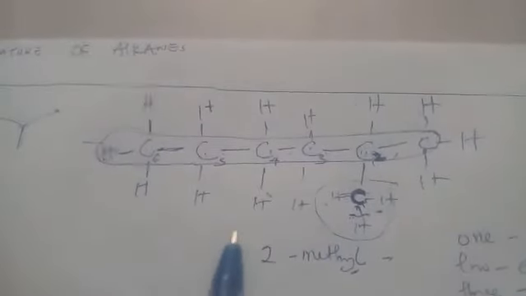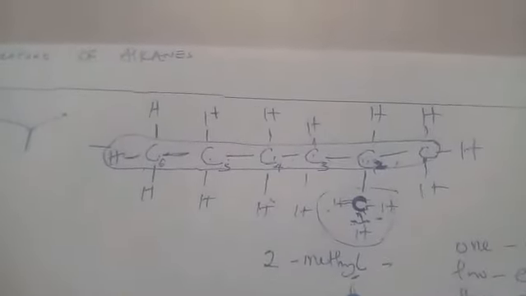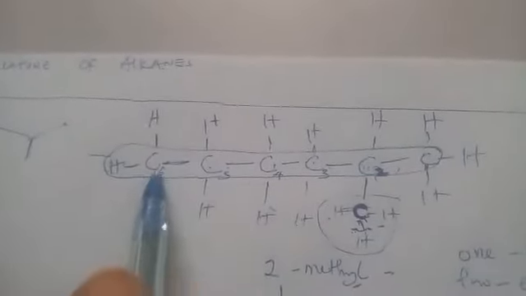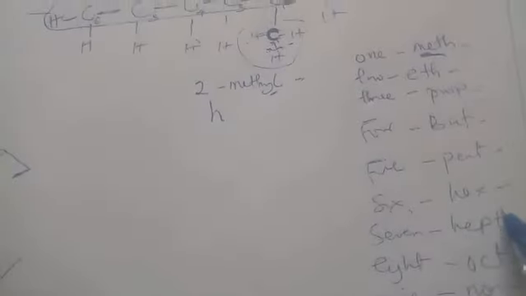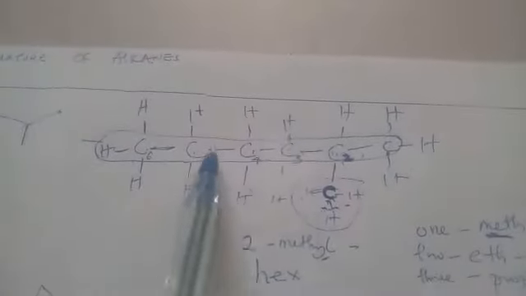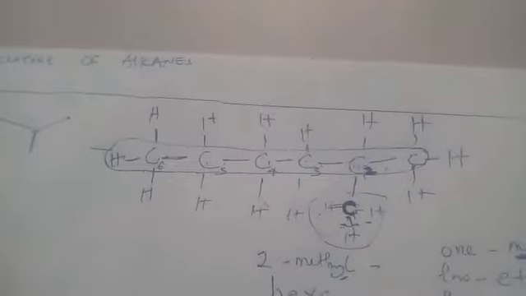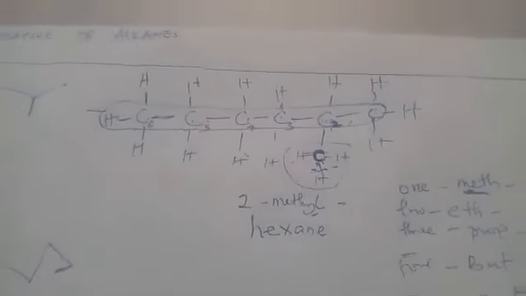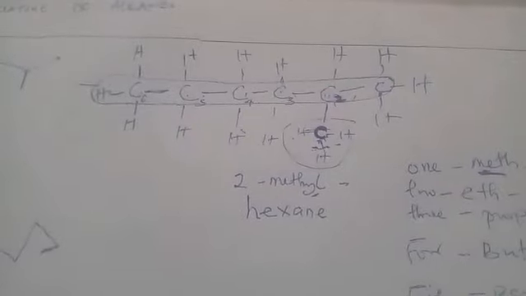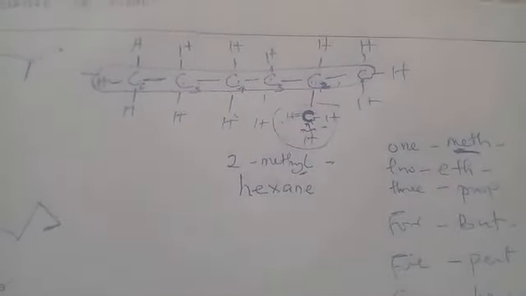Am I making sense? So the longest chain is hex because it's 6 carbons. Whenever you have 6 carbons, it's called hex. But because we have single bonds here and we are dealing with alkanes, it's going to be hexane. Remember that the longest carbon chain determines the end name in your IUPAC nomenclature.